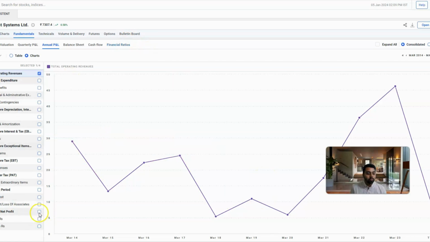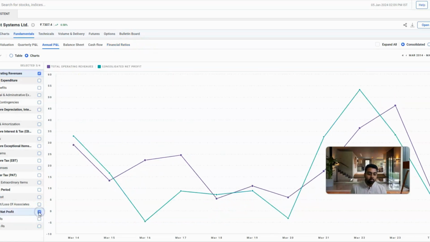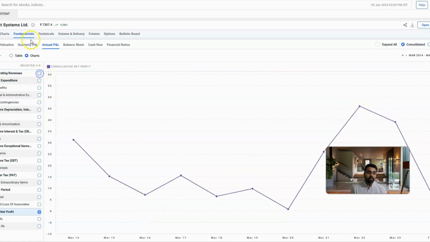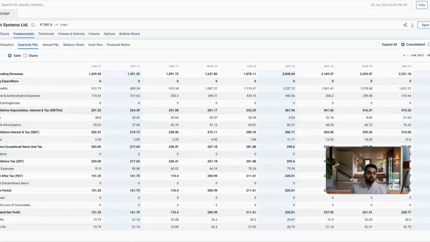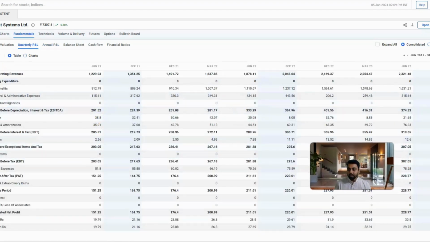If you want to do additional studies, you can put in all the other parameters as well. Consolidated profit is the blue one which I have put in, and you can see that more or less it has been in line, but after 2020 the PAT growth has been a lot more than the revenue growth, and probably that could be one of the reasons why the market has re-rated.